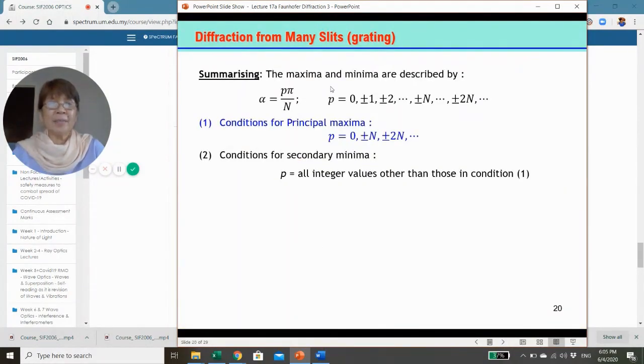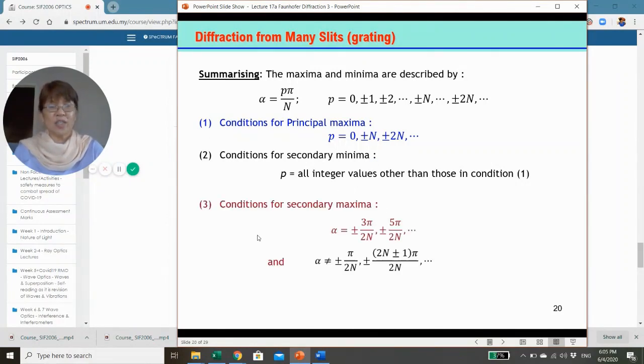So summarizing it, the maxima and minima are described by using a general function alpha equals p pi over n. p can take integer values. The condition for principal maxima occurs when p equals 0, plus or minus n, plus or minus 2n. The condition for secondary minima is when p is any integer value other than those in this condition.